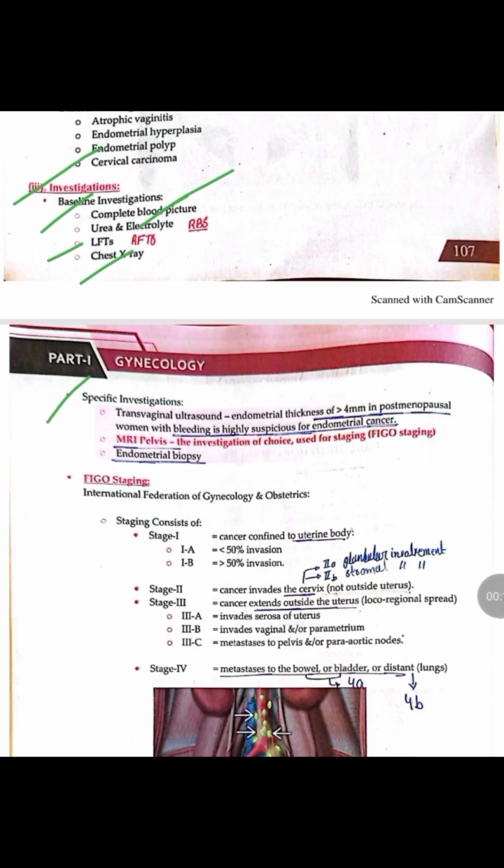The specific investigations include transvaginal ultrasound, and the findings are suggestive if the endometrial thickness is more than 4 mm in a postmenopausal woman with a history of postmenopausal bleeding. MRI pelvis is the investigation of choice, and it is done for the staging of endometrial carcinoma. Similarly, we also do endometrial biopsy, and we do histological assessment of the endometrial tissue.